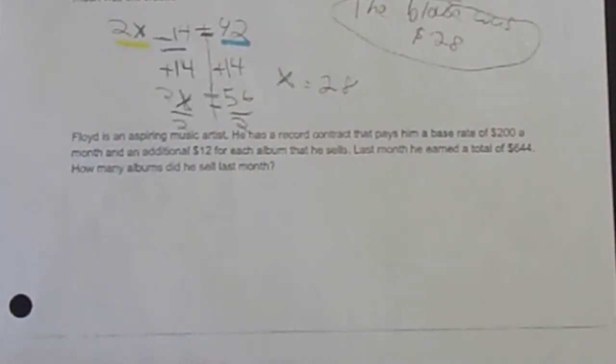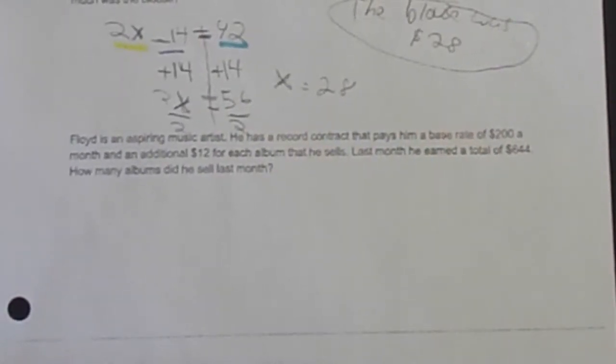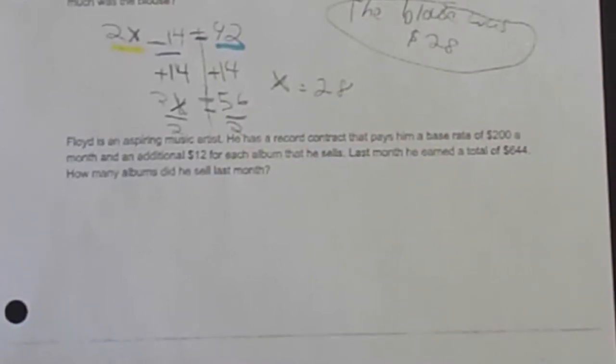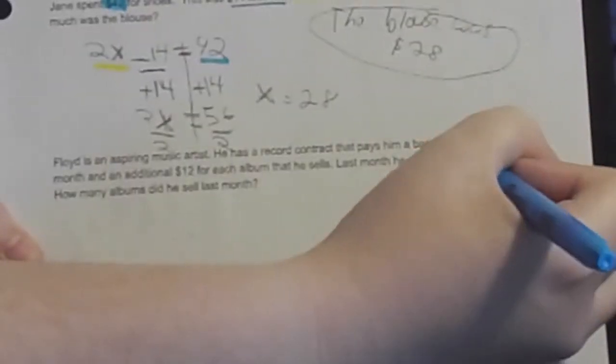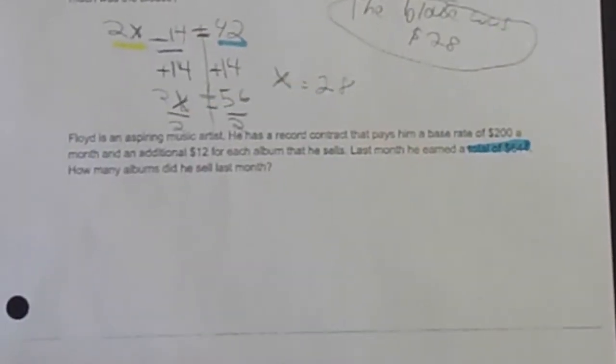Alright, let's try the next one. Start with the total. Floyd is an aspiring musical artist. He has a record contract that pays him a base rate of $200 a month and an additional $12 for each album that he sells. Last month he earned a total of $644. Found my total. Alright, how many albums did he sell last month?